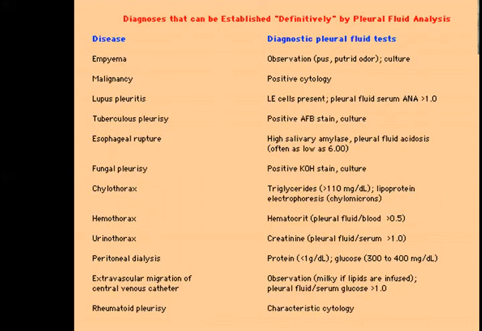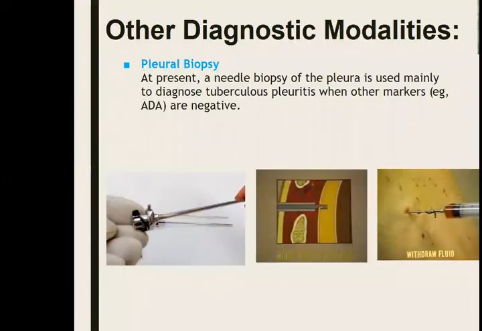Certain other special tests are done. For empyema, you have to do a culture and sensitivity, and you have to look for TB also. If you suspect malignancy, you should ask for pleural fluid cytology. For lupus effusion, look for LE cells. For tuberculosis effusion, ask for an AFB smear. So these are special tests which are done depending upon your clinical consideration for the cause of effusion.